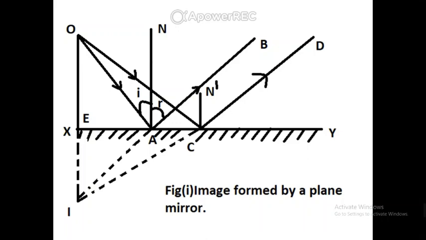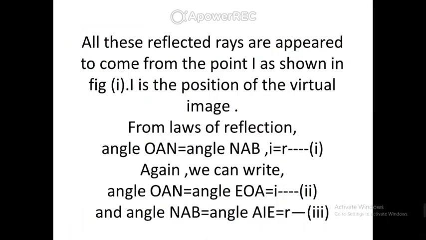How? First of all, angle of incidence, angle OAN equals angle NAB from the laws of reflection. Angle NAB equals angle EIA. So all these reflected rays appear to come from the point I as shown in the figure. So I is the position of the virtual image.